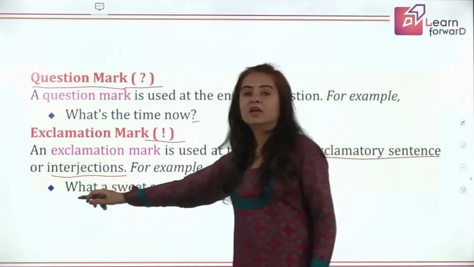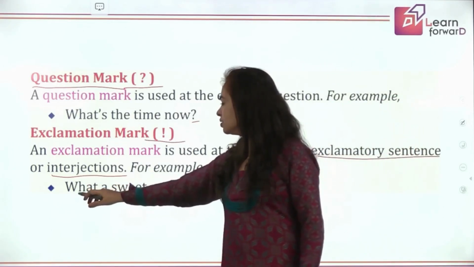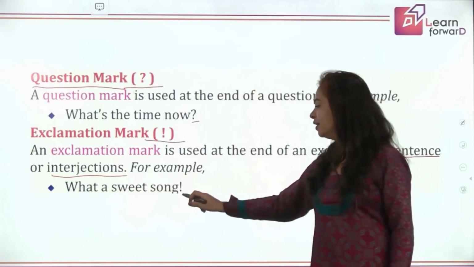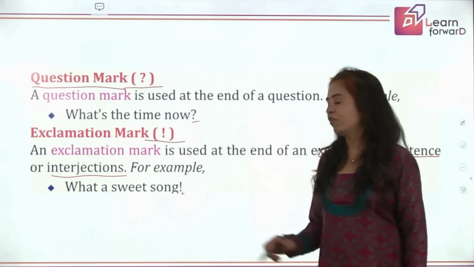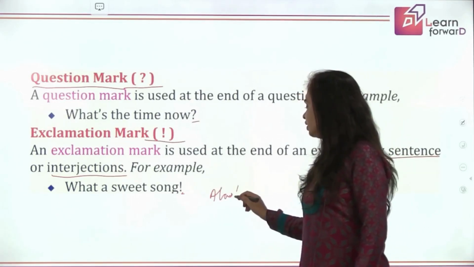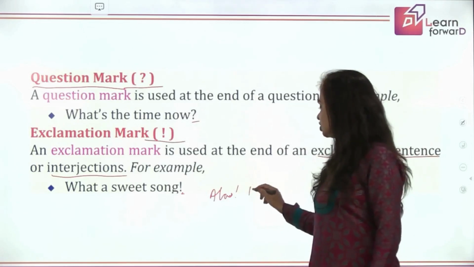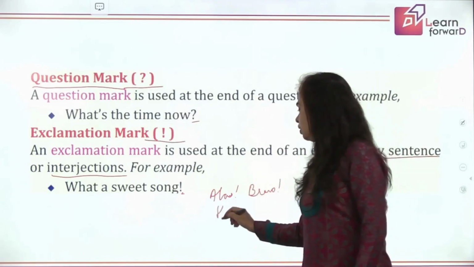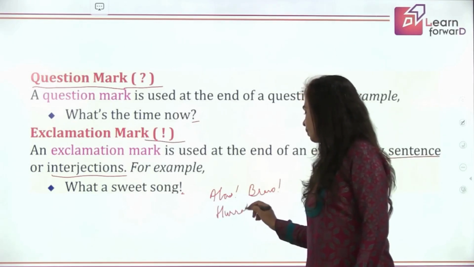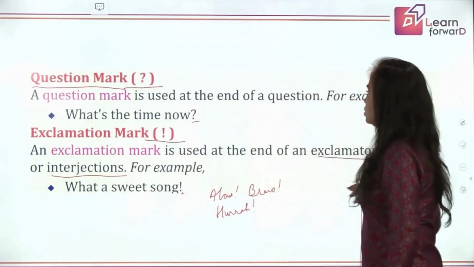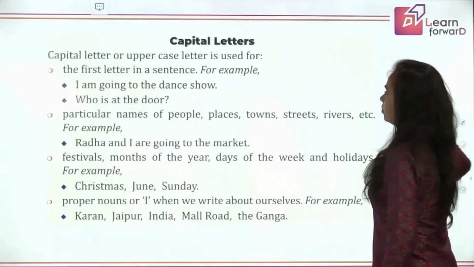See, this is an exclamatory sentence. What a sweet song. So here at the end we are putting a mark of exclamation. If we say alas, after that we put a mark of exclamation. Bravo, exclamation. Hooray, again, exclamation. So these are the two uses of mark of exclamation.